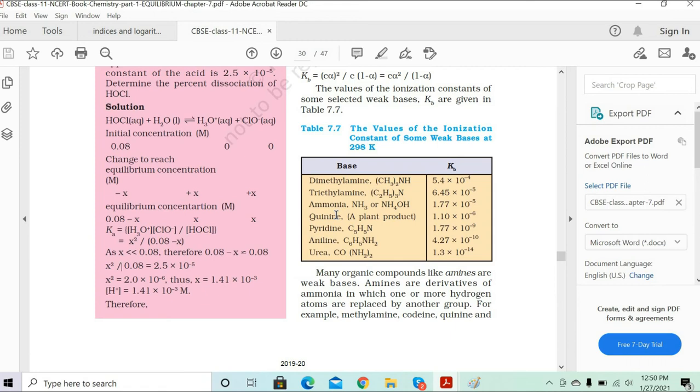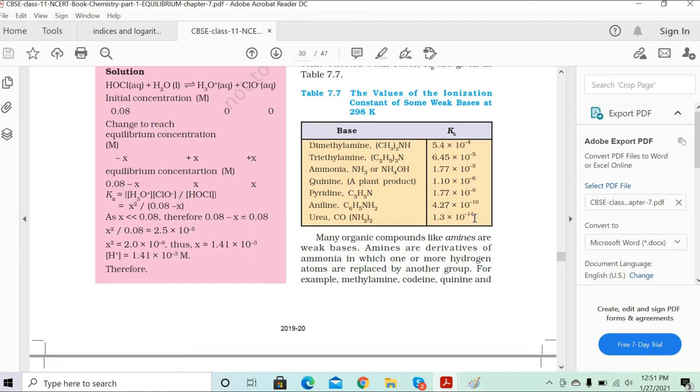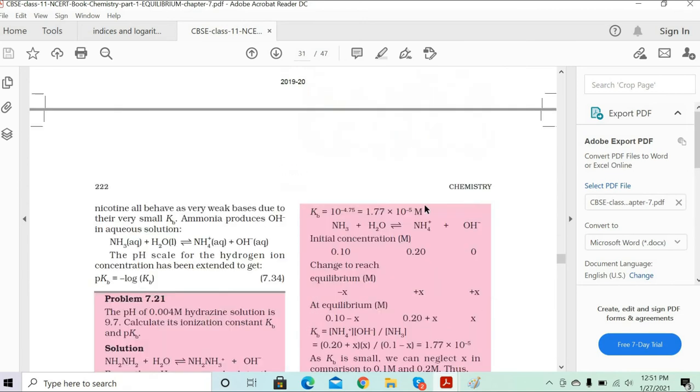When it is a weaker base, the pH will be somewhere closer to 7. Correct? And when it is a strong base, it'll be going towards the 13 and 14 side of the pH value, right? That's why you see these are strong bases. It is done in the increasing order: dimethylamine is 10 power minus 4, then 10 power minus 5, 10 power minus 6, 10 power minus 7, and so on till 10 power minus 14. Correct? Yes, sir. Good. So this is the increasing order of the equilibrium constant for the weak bases, from weak bases to the strong base.